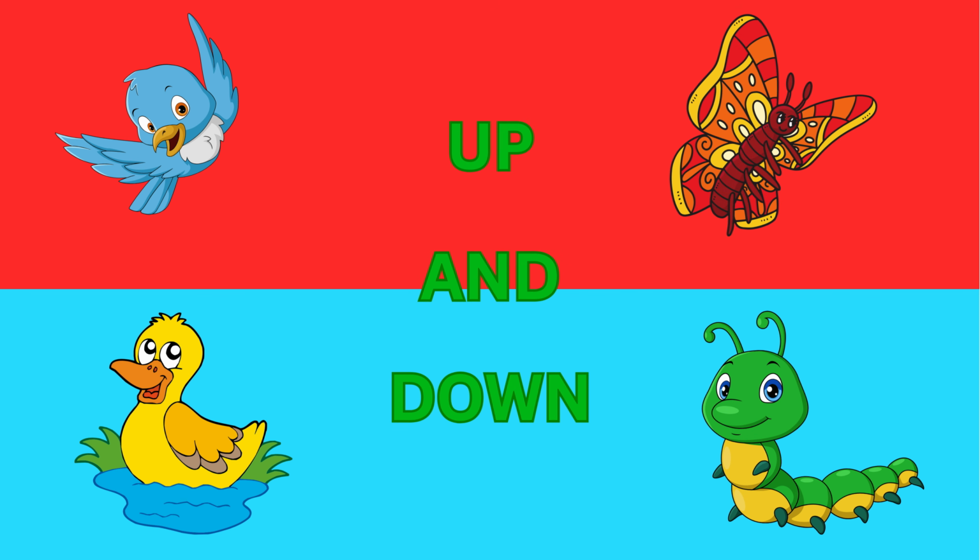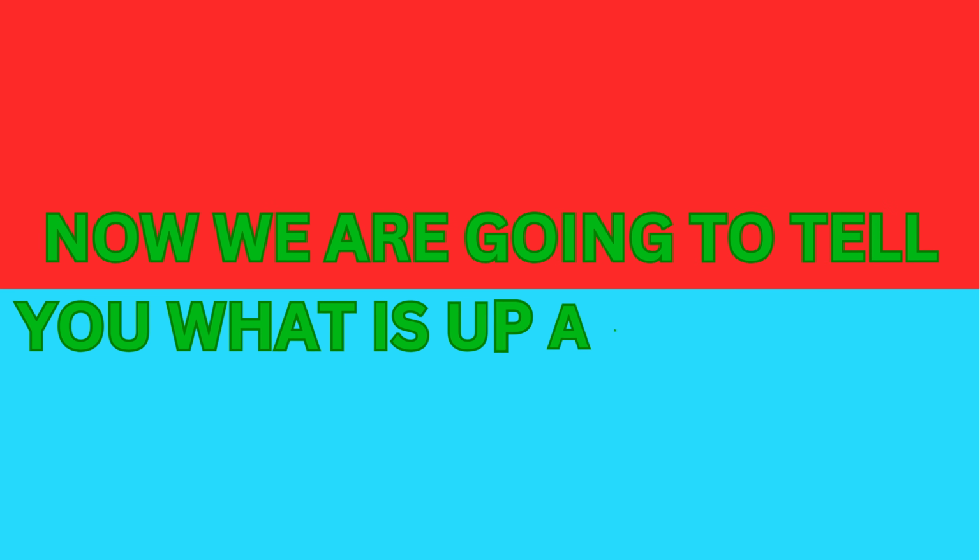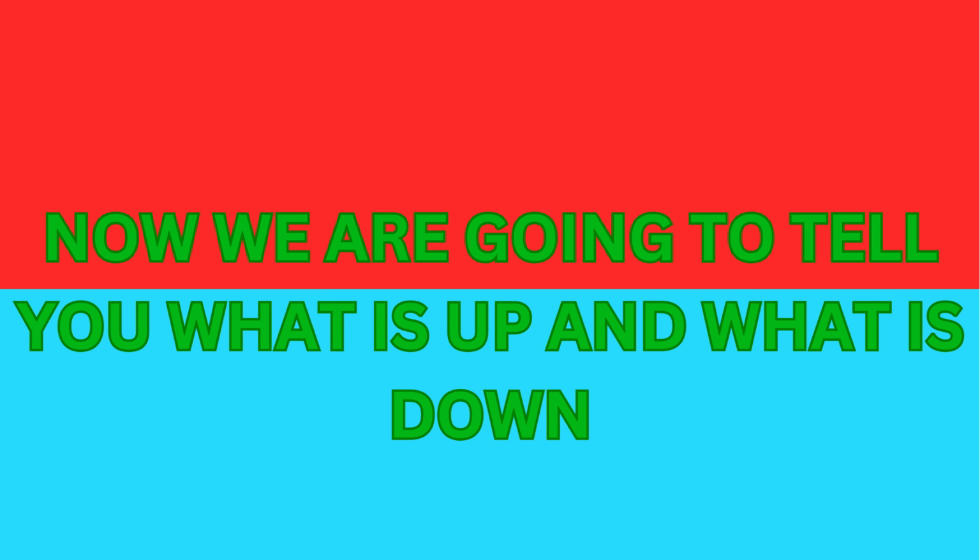In this video, we will get to know what is up and what is down. These words tell us the direction of objects. The word up means moving or going towards a higher place, and the word down means moving or going towards a lower place. Now we are going to tell you what is up and what is down with the example of kite and toy. Let's see the picture carefully.